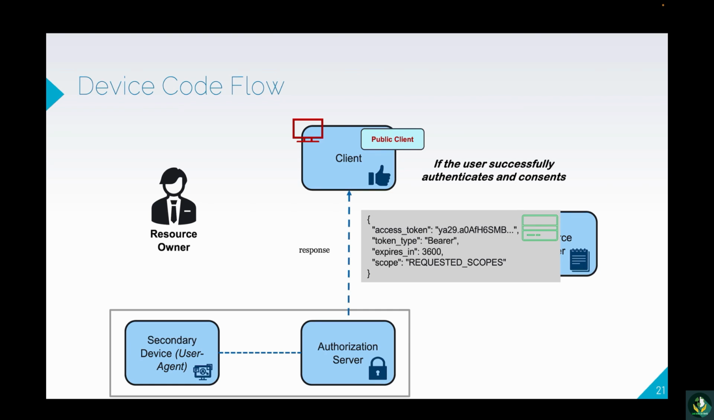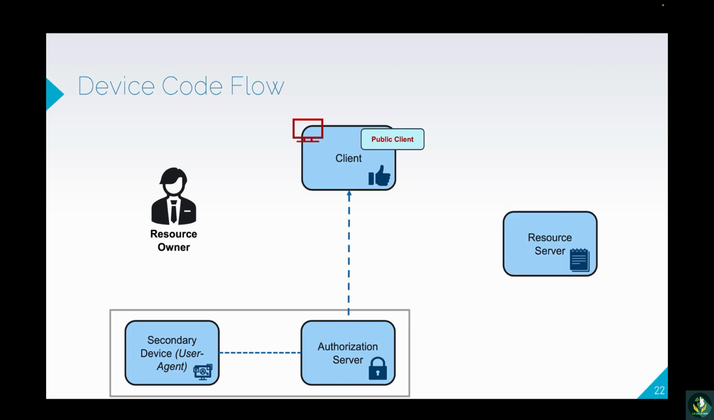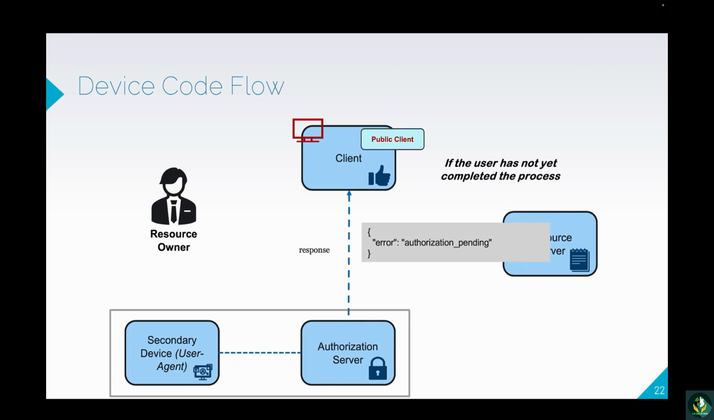The authorization server responds in one of three ways. It may return an access token if the user has successfully authenticated and consented. It may indicate that authorization is still pending if the user hasn't completed the process, or it may deny access if the user rejects the request or the code expires.